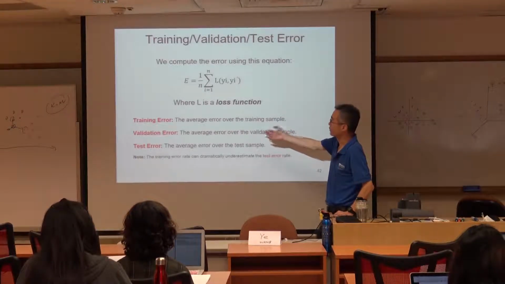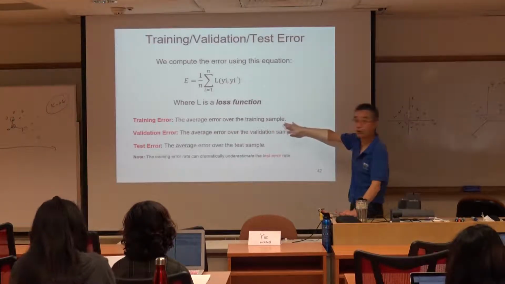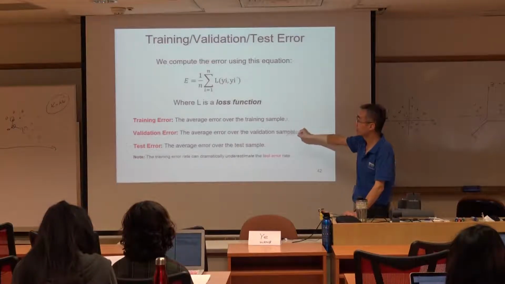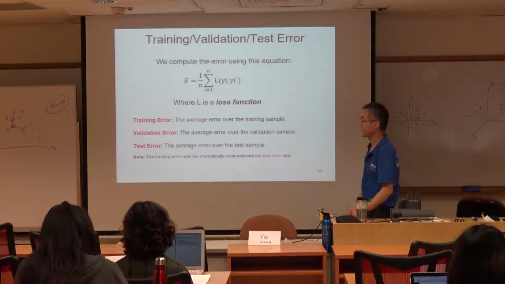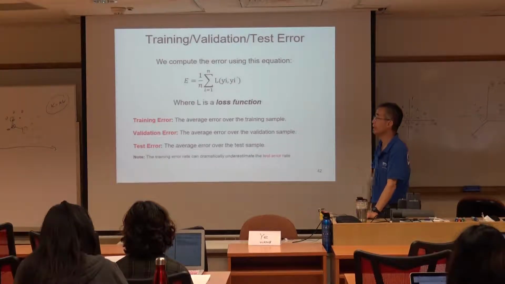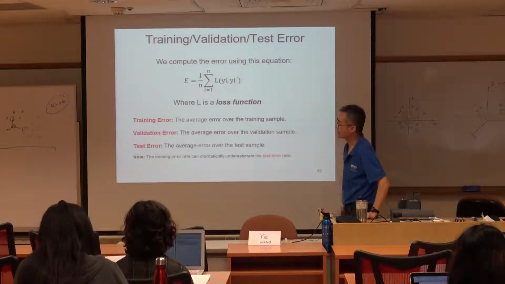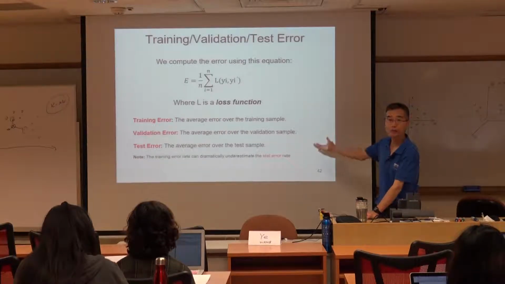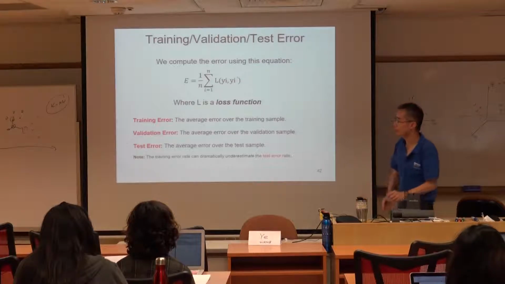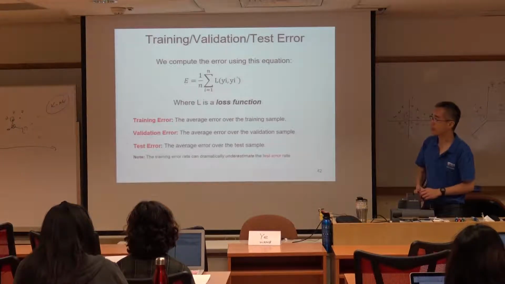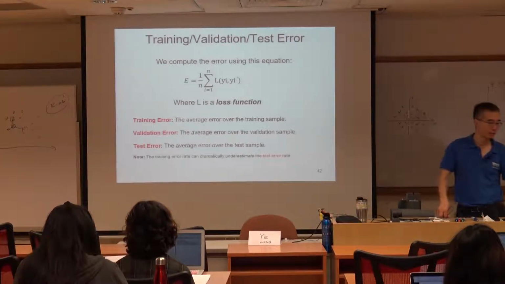For training error, it is the average error of all the training data. And then validation is the error over the validation data set, this remaining 10%, for example. The test error is on the unseen data that you have never touched so far. So therefore, these three errors need to be distinguished.